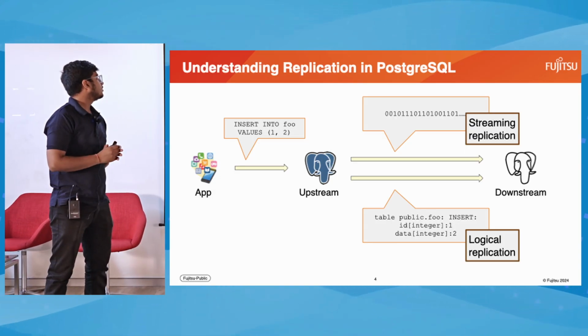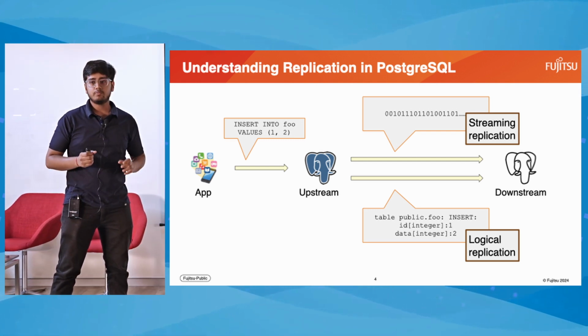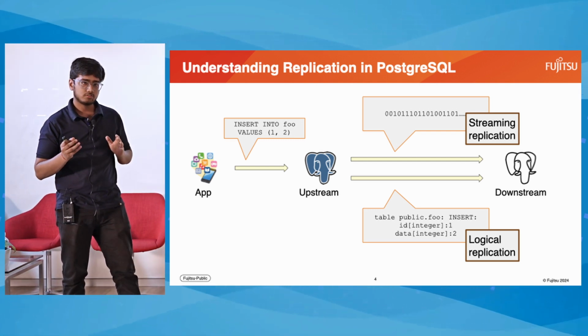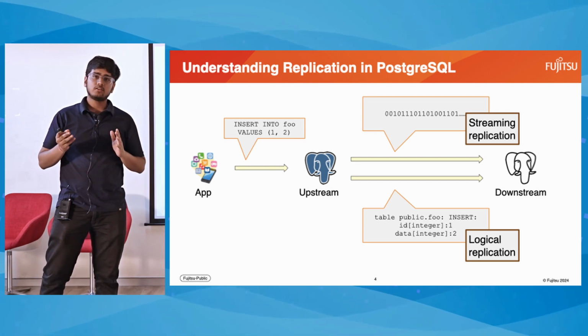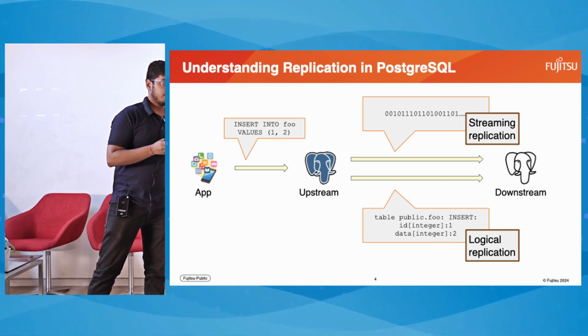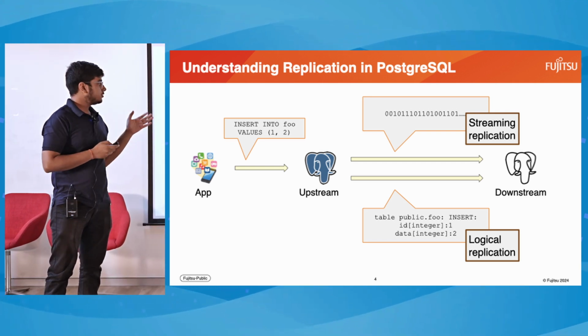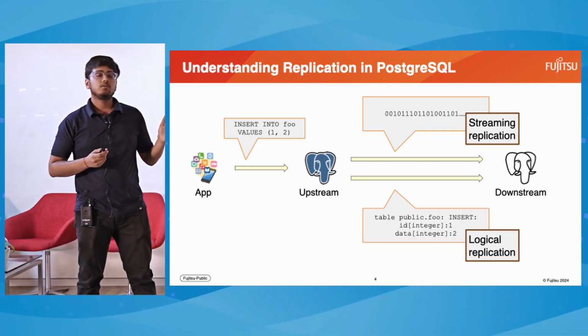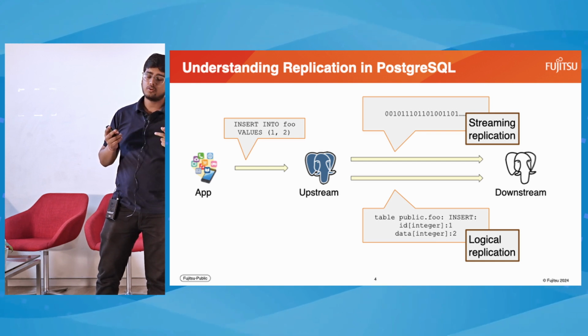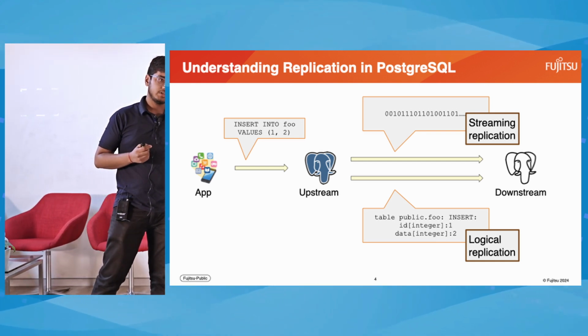So starting first, let's understand what is replication. Basically replication is the process of copying of data. In the case of Postgres, it's like copying our data from a cluster to another cluster, from our upstream to our downstream. And in Postgres, there are basically two types of replication. One is streaming replication, another is logical replication.